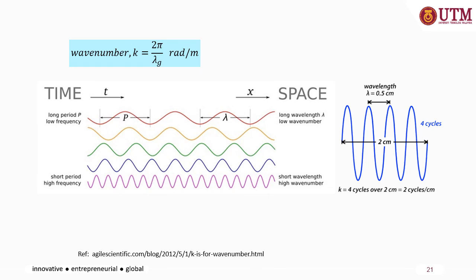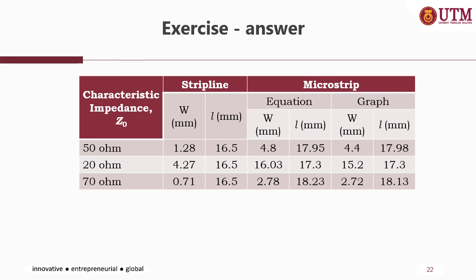This is just some revision on the cycles, the wave, and how about the phase shift and so on. This is the answer for the additional exercise just now. So you need to perform the calculation before you refer to this table, and you can see the difference between the strip line and the microstrip line parameters when you change the characteristic impedance.